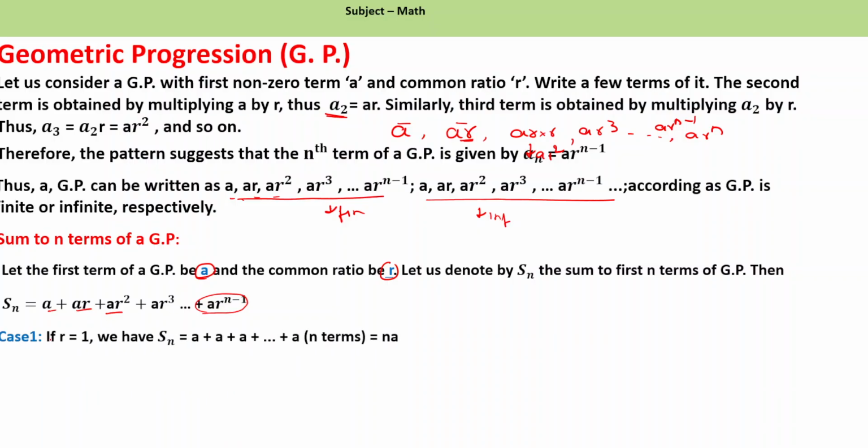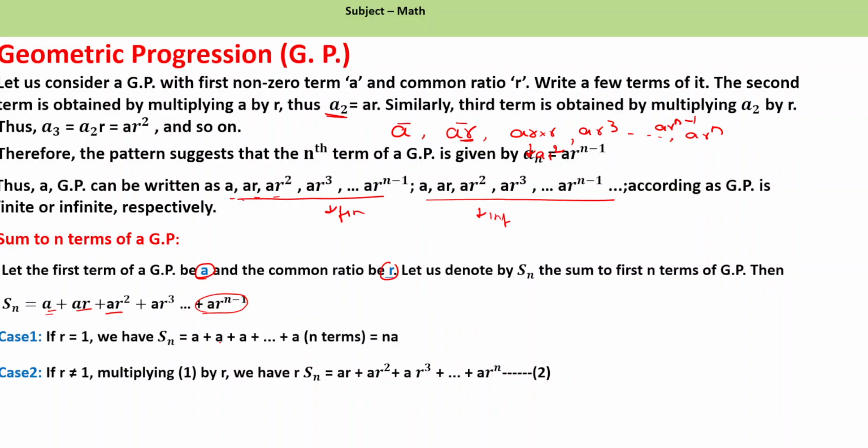Now, case 1: if r equals 1, if we substitute r as 1, then all terms will be a, so it will be n terms of a. So, n into a. Therefore, if r is equal to 1, the sum of this geometric progression will be na. If r is not equal to 1, then let us multiply this first equation with r. Then r into Sn is equal to, the first term will become ar, the second term will be ar square, and so on till ar power n.